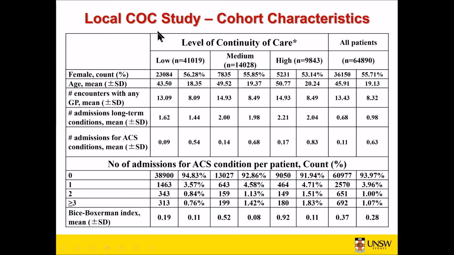Looking at the new table, we have a much larger cohort, and the percentage of females is now 55%. The trend that we saw in the previous cohort still exists: as the UPC, or now the COC index, increases, we actually get fewer patients without any hospital admissions for ACS conditions. This is the same as we observed in the first cohort.